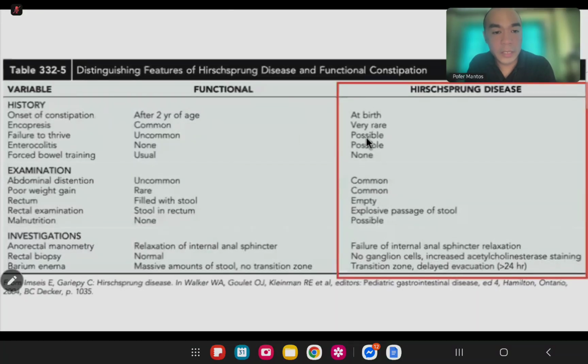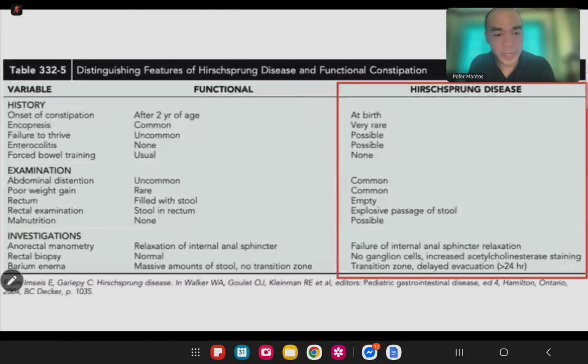Encopresis or fecal incontinence does not occur in Hirschsprung disease. So this one, no, failure to thrive, enterocolitis or diarrhea with fever and abdominal pain can be easily seen in Hirschsprung's disease. There's abdominal distension, so not quite common in functional, but very common in Hirschsprung disease. Poor weight gain in Hirschsprung's.